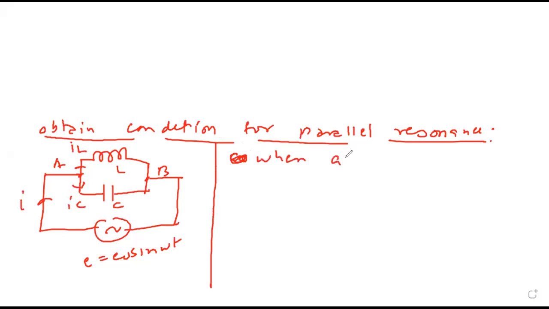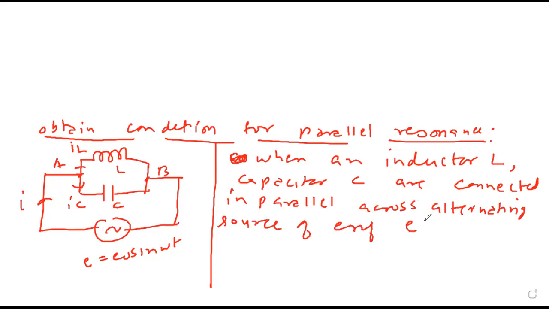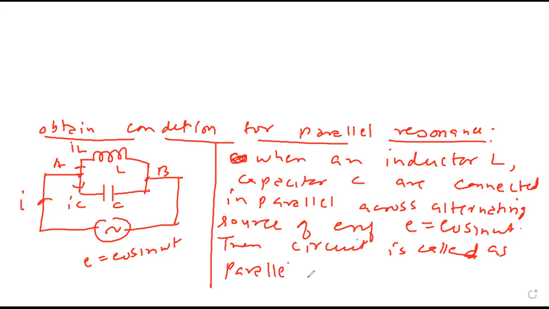When an inductor L, capacitor C are connected in parallel across alternating source of EMF equals E0 sin omega t, then the circuit is called a parallel resonance circuit.